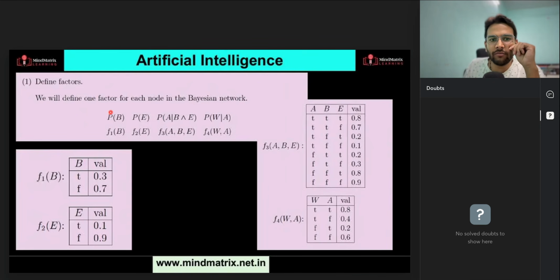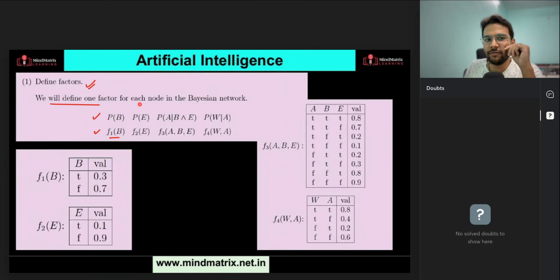Okay, so here we have these terms: P of B, P of E, P of A given B and E, P of W given A. As I told you, sometimes factors are nothing but the exact probability also. So in this case, probability of B, they have just simply mentioned F1 of B, right? So F1 of B, this is F2 of E. They have directly replaced all the terms with the factors. That is again another way to do it, or you can follow the previous method also. But okay, let's say they have defined the factors like this.